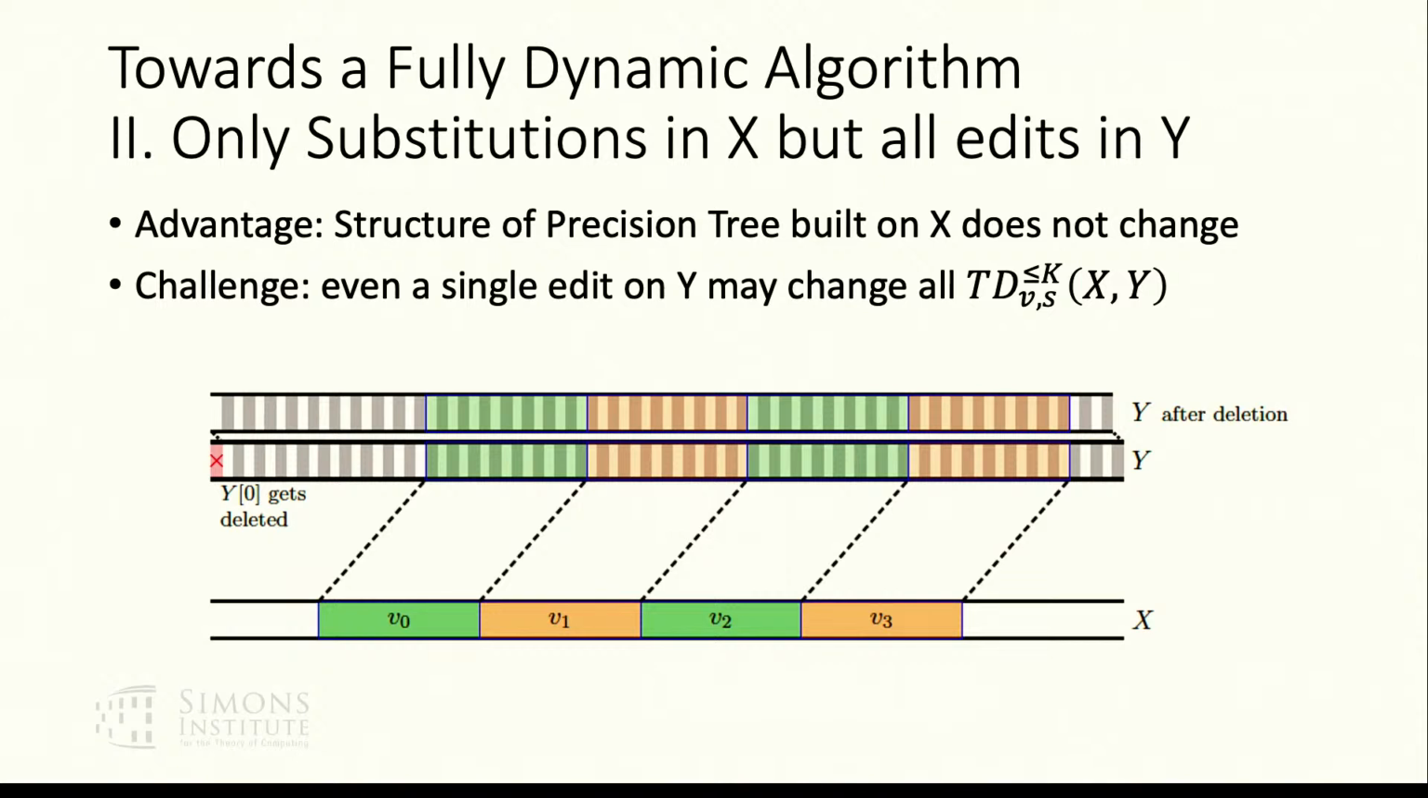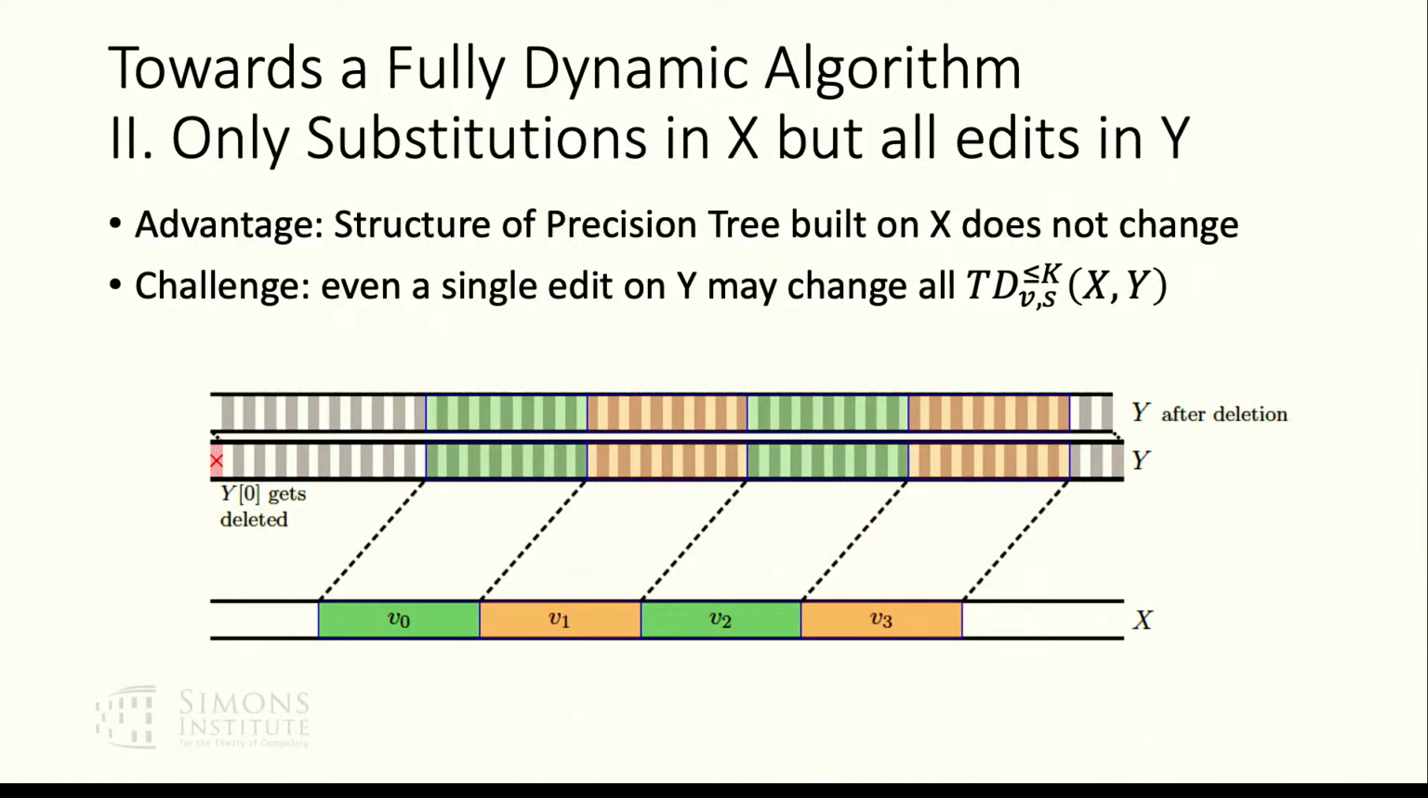Okay, so now let's look at the more challenging case. In fact, if you understand this part, then for the fully dynamic one you still require more ideas, but the main ideas are kind of here. So this second part, you are allowing substitutions in X and all possible edits in Y. Previously, we were allowing substitutions in X and substitutions in Y. Now I'm allowing still substitutions in X, but all possible insertions, deletions, substitutions in Y. The advantage is that the precision tree which is built on X does not change.